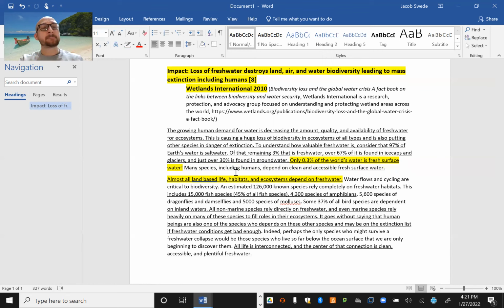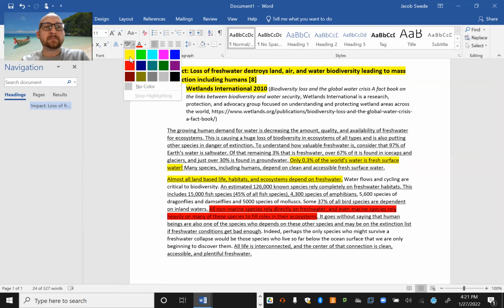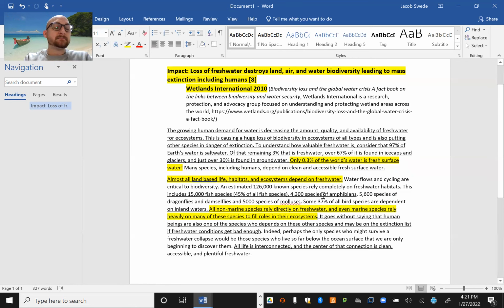This is maybe something you could bring up later in the debate if the other team challenges your impact or says it's not true, but this isn't actually helping the judge figure out why this is important. It's not super important to your argument. Next one says all non-marine species rely directly on fresh water, and even marine species rely heavily on these species to fill their roles in the ecosystem. I think this is pretty important because it's basically saying that everything fits together, right? So we want to be able to say even marine species that live underwater in the ocean, they'd be affected by losing fresh water also.